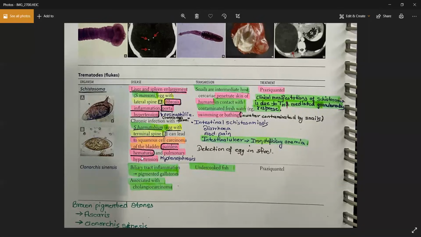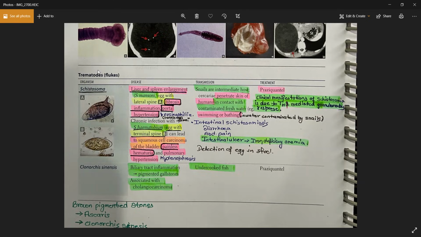So whenever a question describes a patient having a history of blood at the end of urination, might be painful, might be painless, doesn't matter. At the end of the urination is important. Okay, terminal hematuria they call it. You will immediately think about the Schistosoma haematobium, and they have this terminal spine.